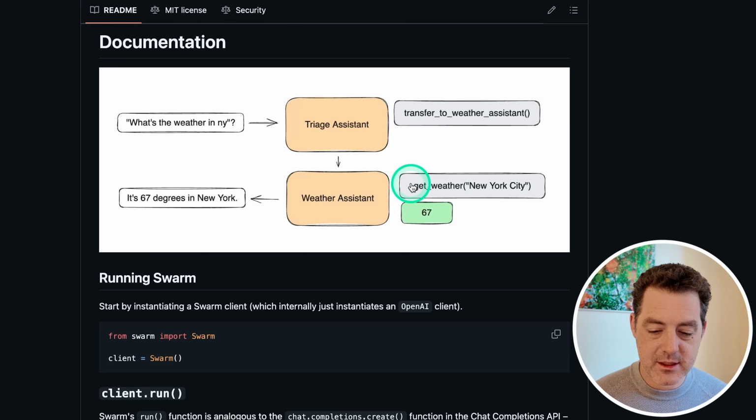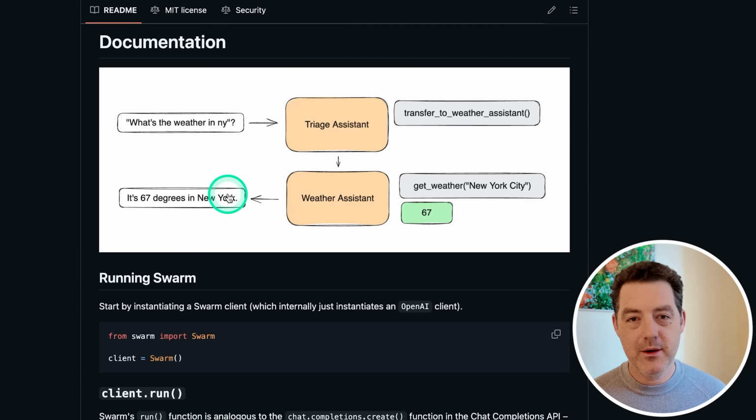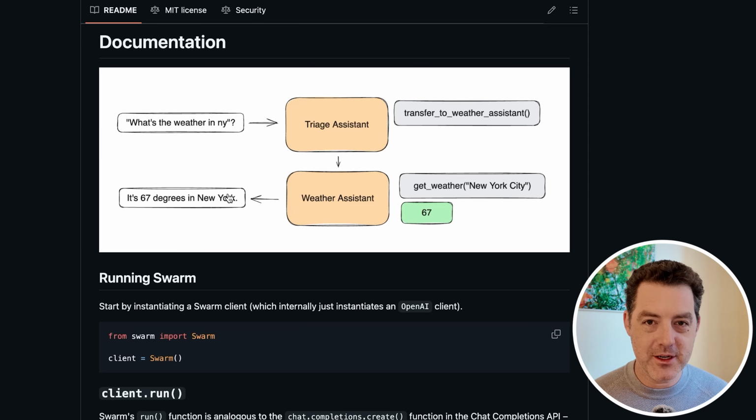Transfers to the weather assistant. The weather assistant calls the tool get weather New York City, gets the answer, and then replies with it's 67 degrees in New York City. So very basic agent functionality, but cool to see them get into the game.